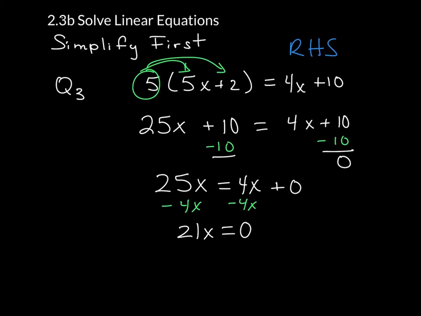Now, it still looks a little strange, but we're still going to follow the rules. I'm going to take whatever is the coefficient, or the number in front of x, which in this case is 21, and I divide both sides by 21. This is okay. Remember, 0 divided by a number has a value. It's just x is equal to 0.